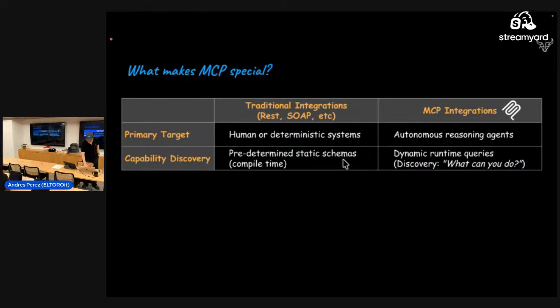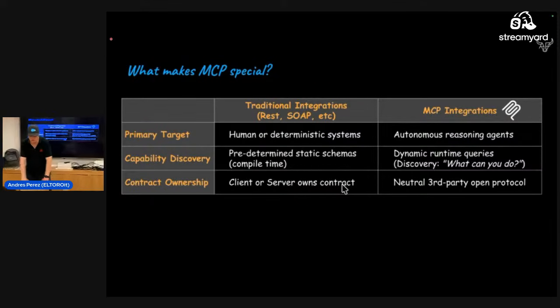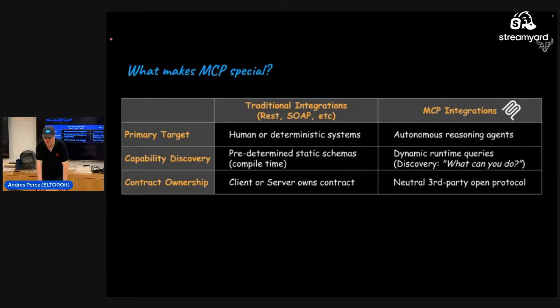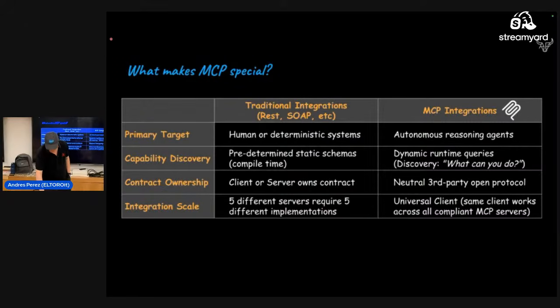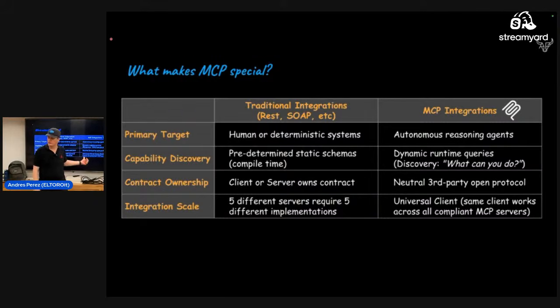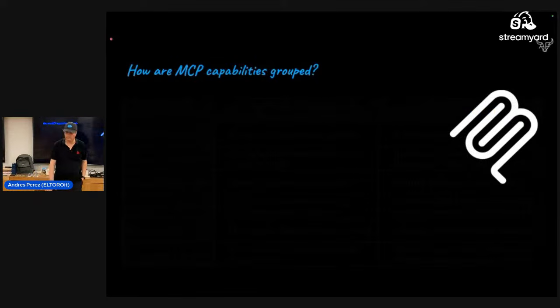You needed to define the schema statically. Either the client or the server owned the schema, the contract, what data you need to send me, etc. With MCP, neither the client nor the server owns the schema. That's owned by the MCP protocol. If you wanted to build 5 different clients or talk to 5 different servers, you needed 5 different integrations. With MCP, you just need 1. Okay, all right.